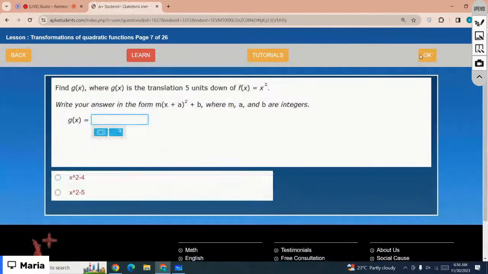Find g of x, where g of x is the translation 5 units down of f of x equals x square. So which is the correct option? That is 5 units down, so it would be x square minus 5. Option number 2 is the correct option.